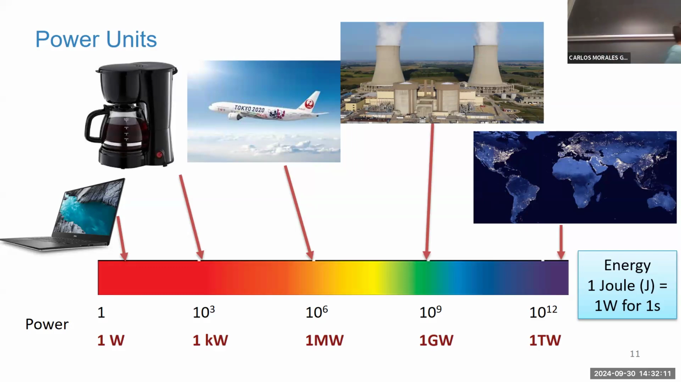So this is 3 orders of magnitude. Every time it's 1,000 times more. And so you can imagine that our consumption of 18 terawatts is around 18,000 nuclear reactors. And I think there are only around 500 or so, maybe less. So 18,000 big nuclear reactors.